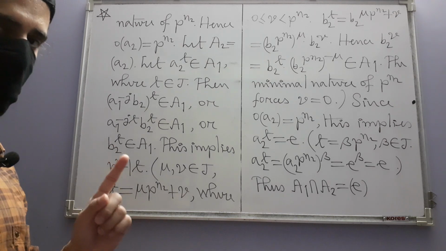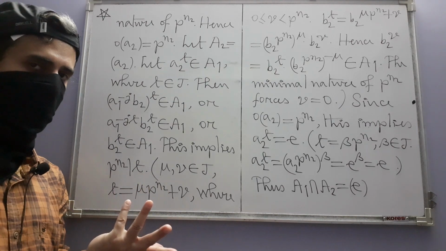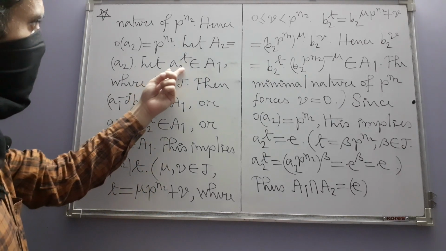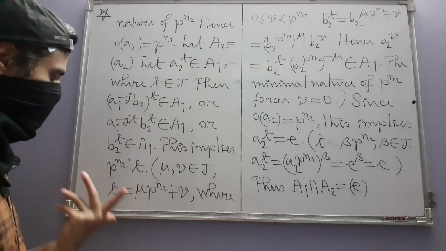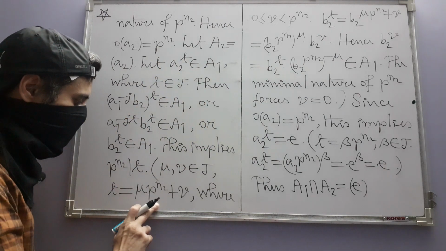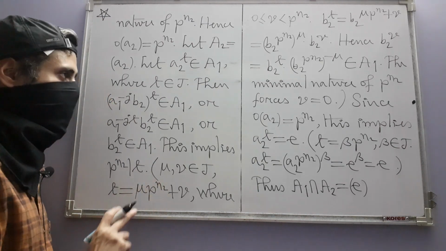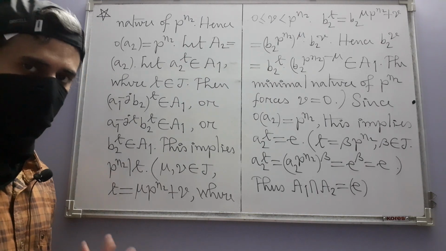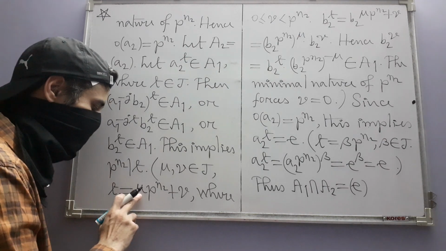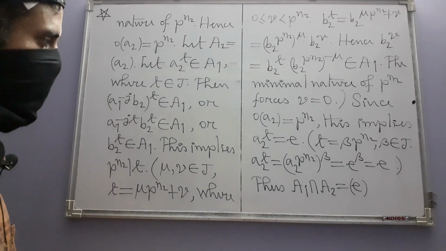And one more thing, this t may be negative. We don't really know, because this is any element of A2, so t may be negative, and we don't care. You see, here only the smallest positive nature of p to the power n2 has been used. T may be positive, may be negative, may be 0 also, we don't really know or care. Mu also can have any sign.